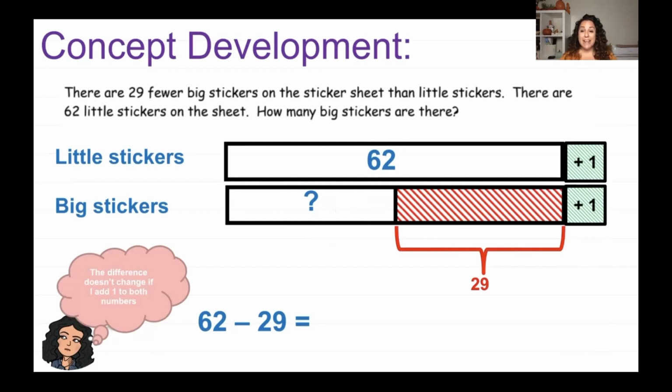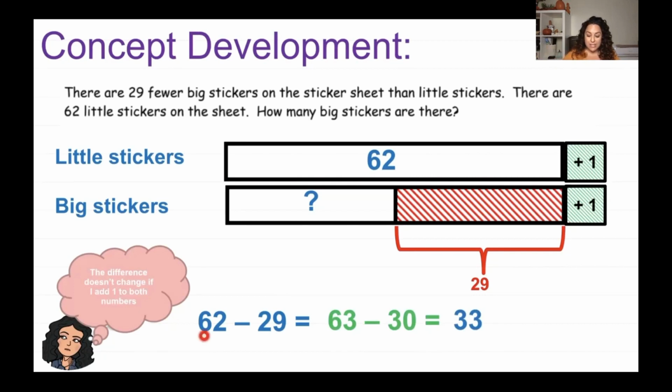So there we go. I'm adding 1 to each of the pieces of tape. Now look what I have. If I add 1 to 62, that gives me, what's the next number? 62, 63. And if I add 1 to 29, 29, 30. So now I have a new number sentence, and it's 63 take away 30. So that's easy to solve in my head. I just have to take away 3 tens. So 60 take away 30 equals 30, and then I have 3 ones left over, so my answer is 33.